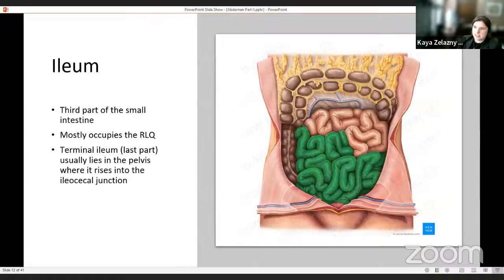So moving down into the ileum, this is the third part of the small intestine, mostly in the right lower quadrant, but as you can see, it occupies a lot of area, so it's not a strict hard and fast rule. But what is helpful is that the terminal part of the ileum, its last part where it ends, is usually practically in the pelvis as we enter into the cecum. So this is really the bottom corner of our abdomen. Okay, so that's going to be the end of our ileum.